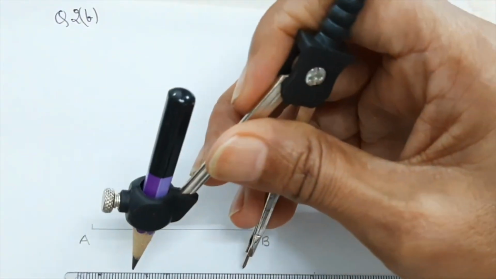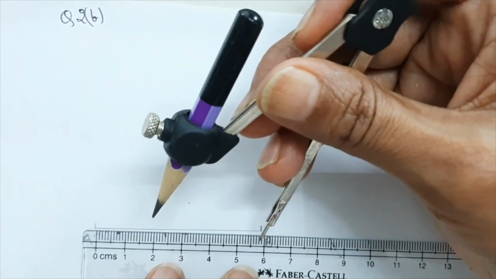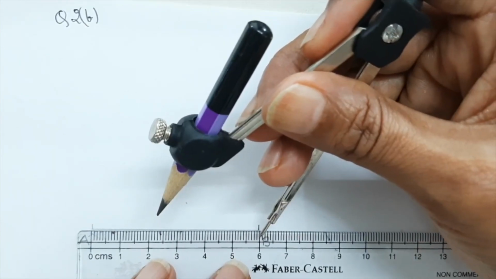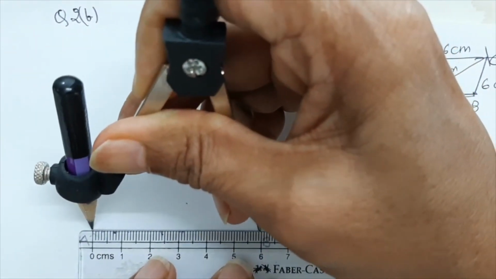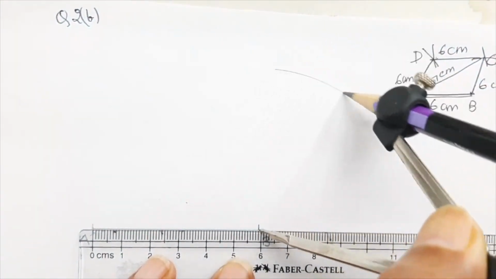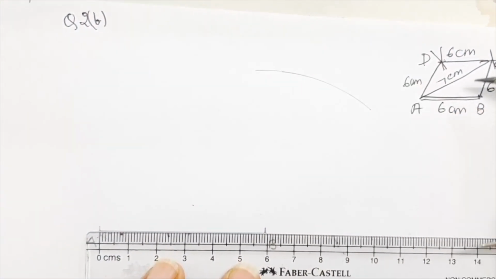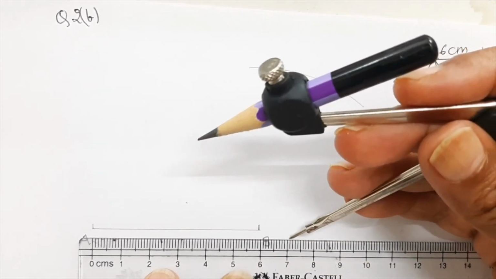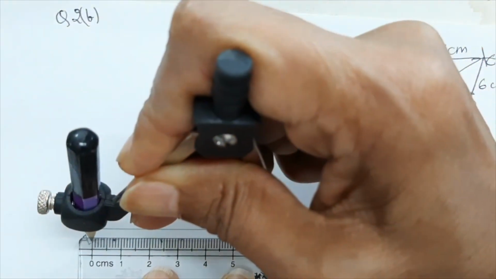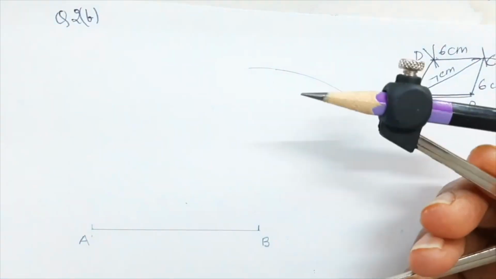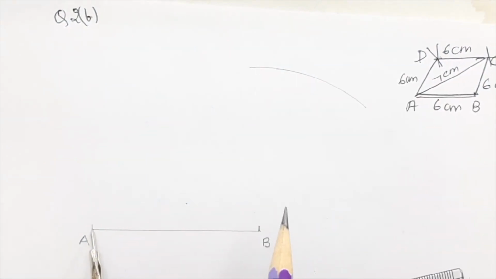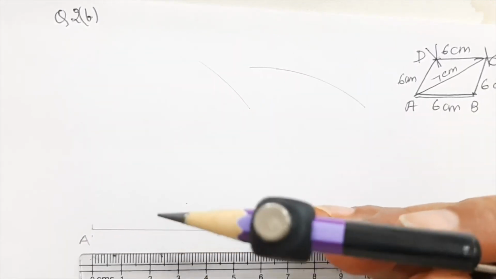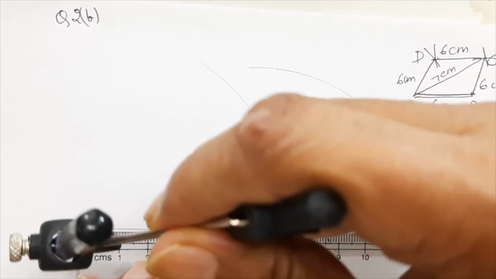That is your 6 centimeters. Now we will take the radius equal to, let's check this, is it 6? Okay, so we've taken 6 centimeters as the side. Now we will take 7 centimeters as the radius. There it is 7, and now keep the point of compass at A and draw an intersecting arc. So you see, I should have taken a longer arc.